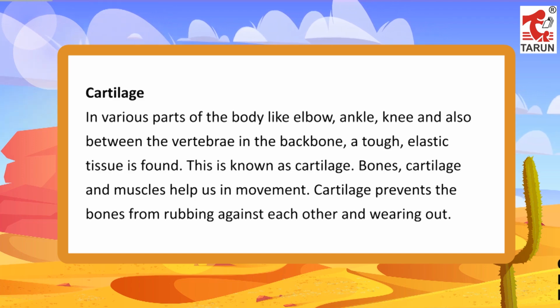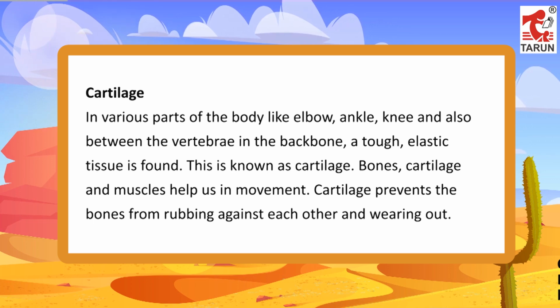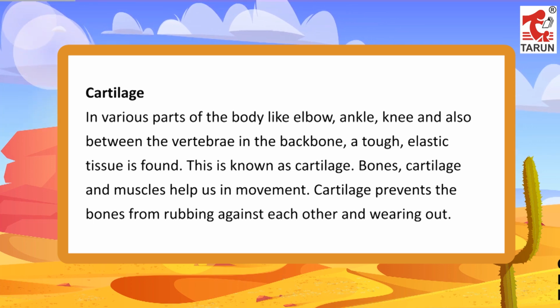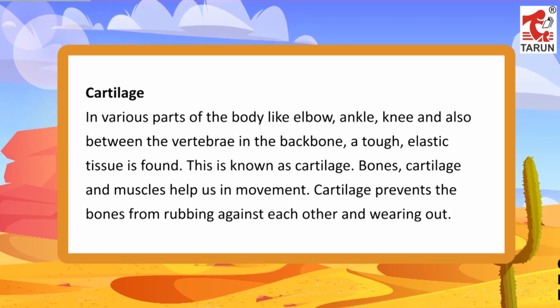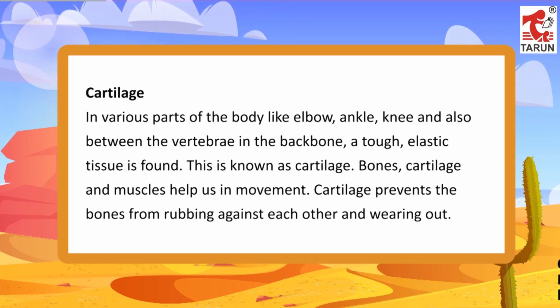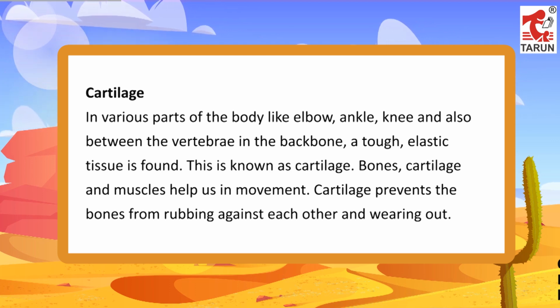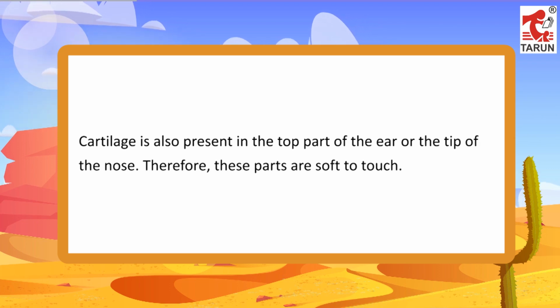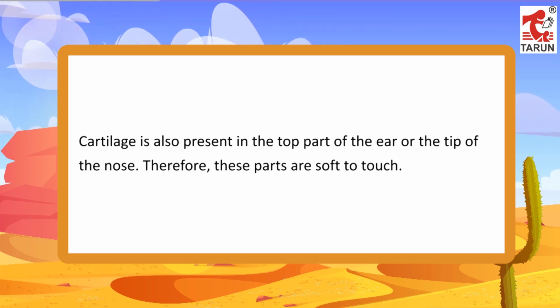Cartilage. In various parts of the body like elbow, ankle, knee and also between the vertebrae in the backbone, a tough, elastic tissue is found. This is known as cartilage. Bones, cartilage and muscles help us in movement. Cartilage prevents the bones from rubbing against each other and wearing out. Cartilage is also present in the top part of the ear or the tip of the nose. Therefore, these parts are soft to touch.